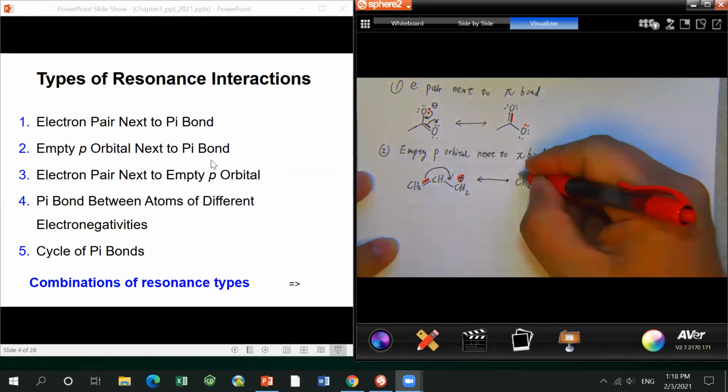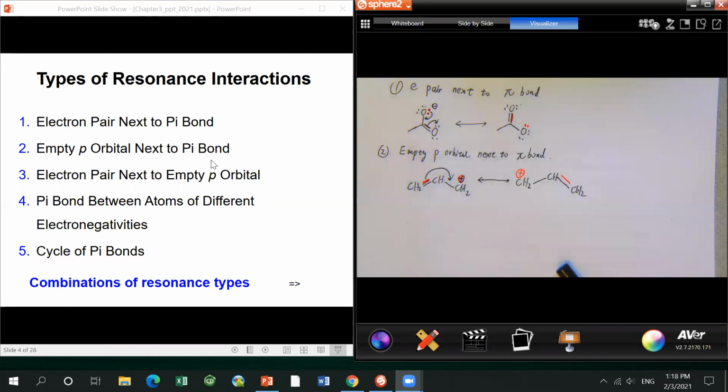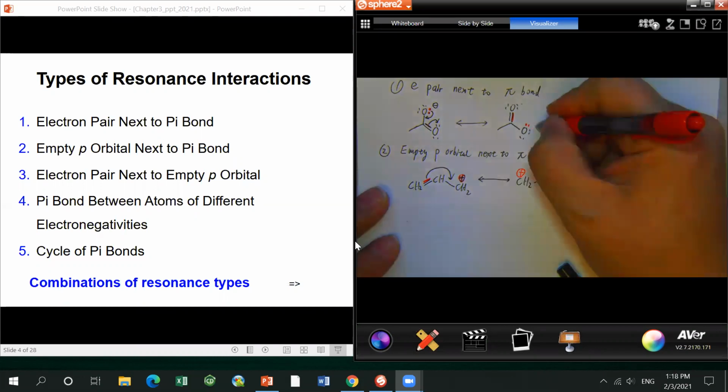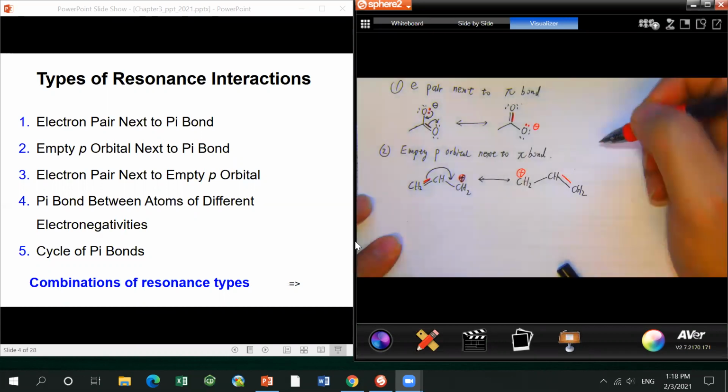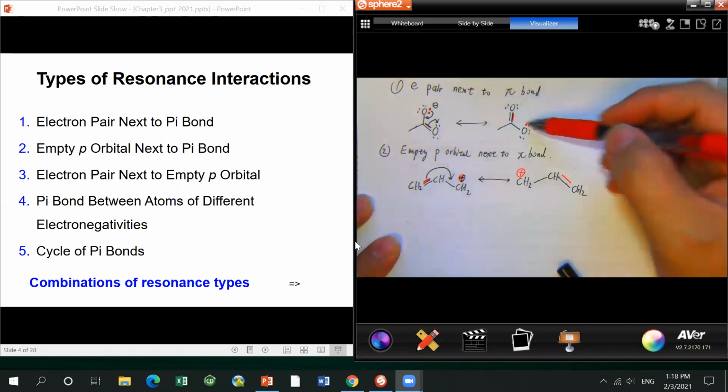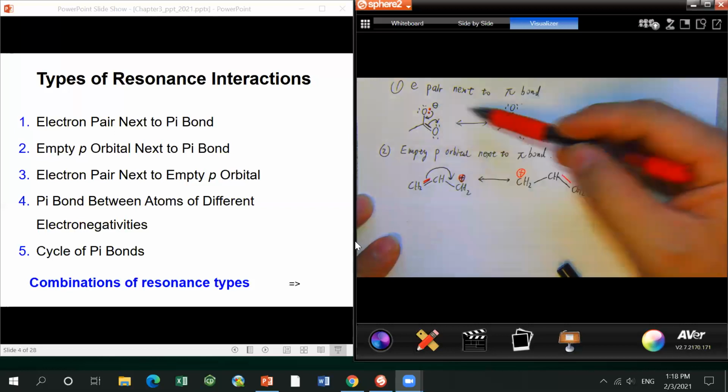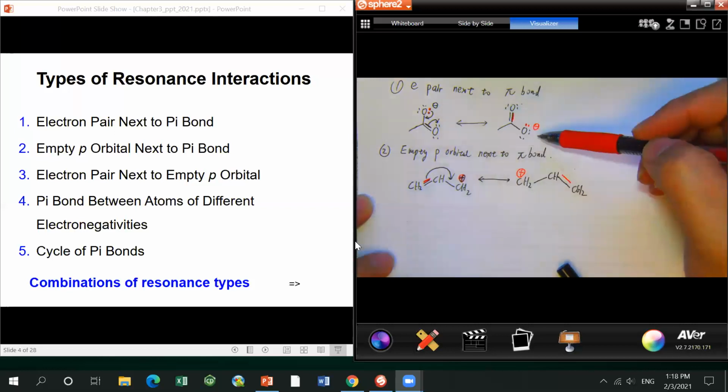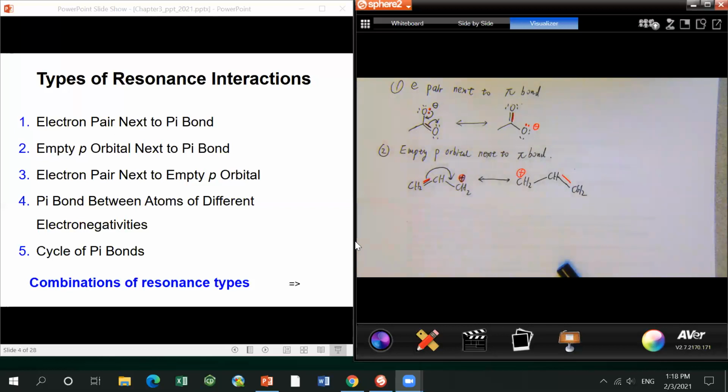The positive charge is now here. Someone asked a question. Oh yeah, you are right. There's a negative charge on this oxygen. Yes, that's right, I forgot. Sorry about that. You have to keep the charge and track it, so that should be here. Yeah, always keep track of the charge.